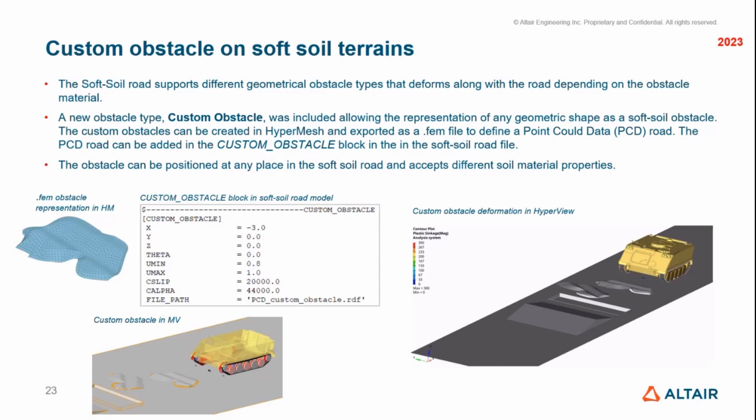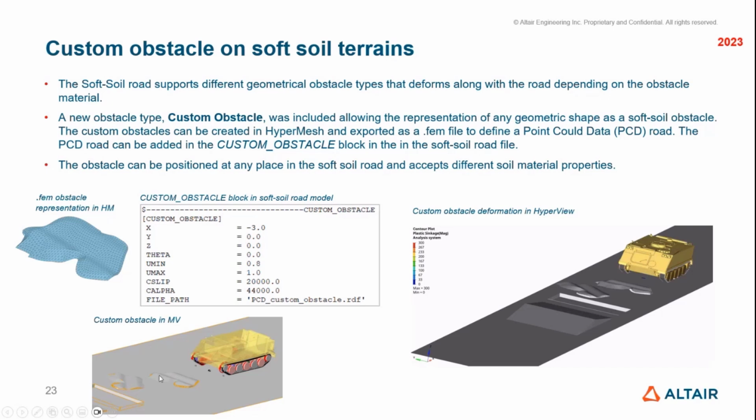So basically, if the user has a shape, a CAD model, they can go in HyperMesh, create a FEM file of it, and create a PCD road. Then inside the soft soil RDF file, you can just enter this block, a custom obstacle, linking to this random shape. So I have done that, and here you see the road in MotionView.